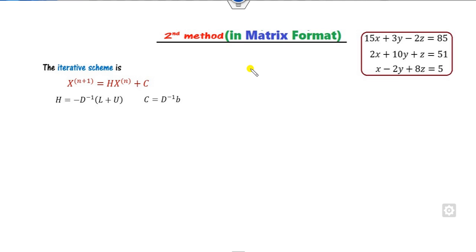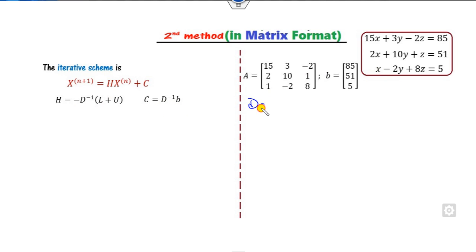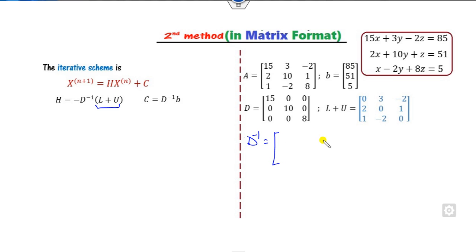On the other hand, if you apply the second method, you need the values of H and C. So from here, this is my A. I can find the value of D, which is the diagonal entries. I need the value of L plus U, which is nothing but the matrix apart from the diagonal entries. Can you find the D inverse? It is very simple, you can simply take the reciprocal of these: 1 by 15, 1 over 10, 1 over 8. The rest of the values are 0. Fine, this is my D inverse.